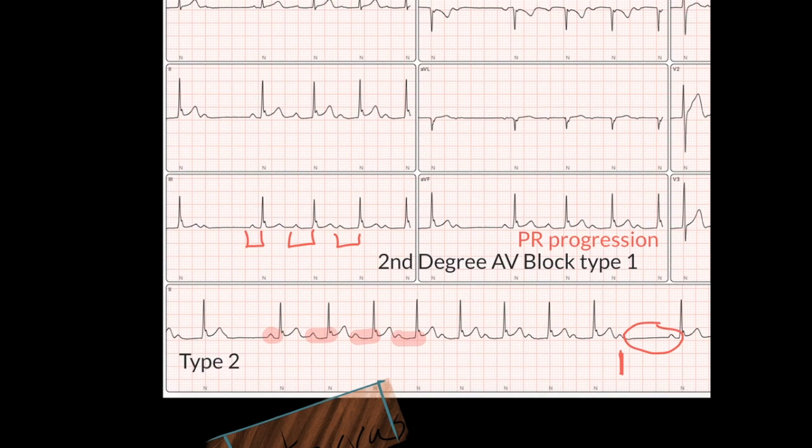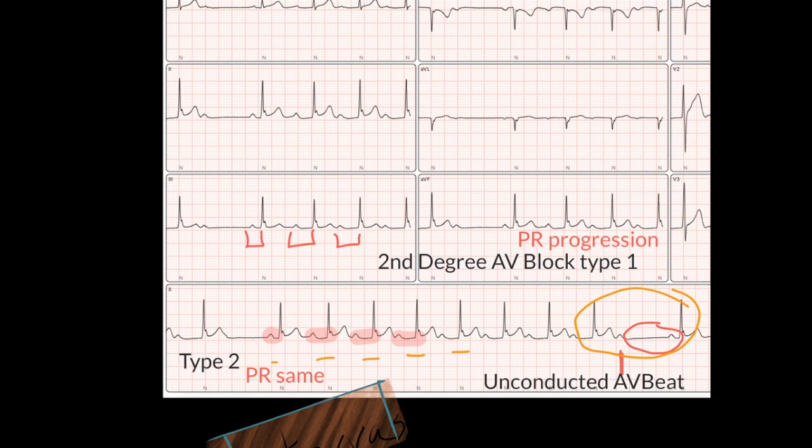Now if type 1 is a progressively longer PR interval before a dropped QRS complex, type 2 still has the dropped QRS complex, but instead of the progression, it has a steady PR interval leading up to the dropped complex. So the PRs stay the same, and then there is an unconducted AV beat.